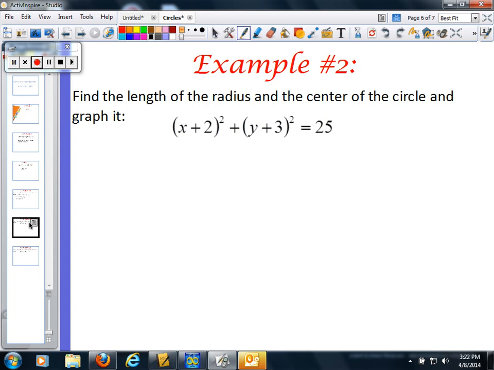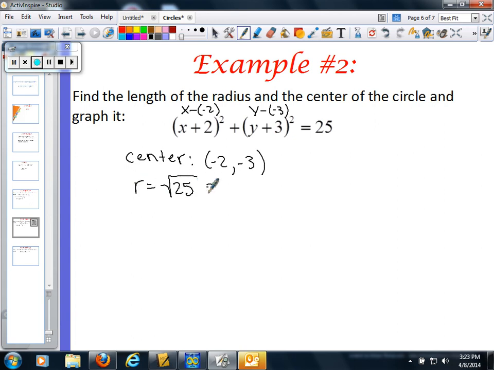Let's go ahead and look at example number 2. I'm not going to actually graph this one, but I will give you the points to graph, so that you're able to do it on your own. So the center point then is h, so this is x minus negative 2, k, y minus negative 3, my radius then is the square root of 25, which is 5.